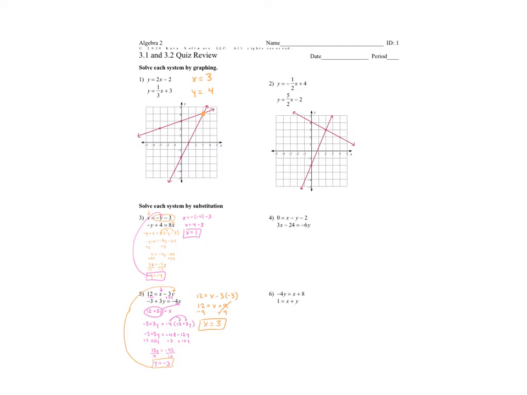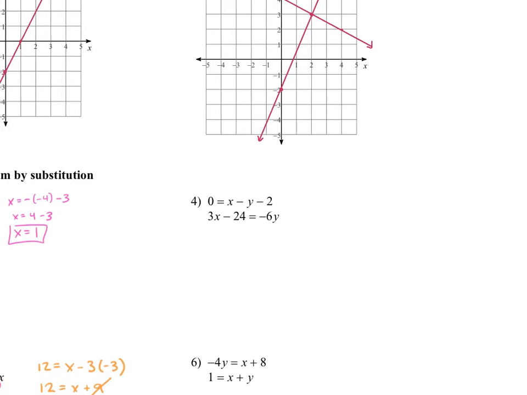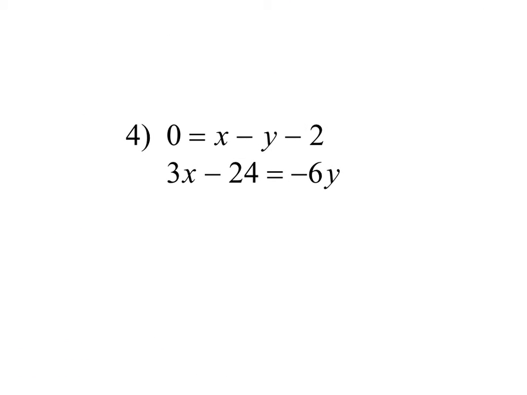Alright, let's take a look at number 4. Okay, so we're solving by substitution, so we need to get either x is equal to some number or y is equal to some number. So here, x looks pretty isolated, nothing's happening to it, so let's get x is equal to. So how can we move everything else to the other side of the equation so we can get x is equal to?